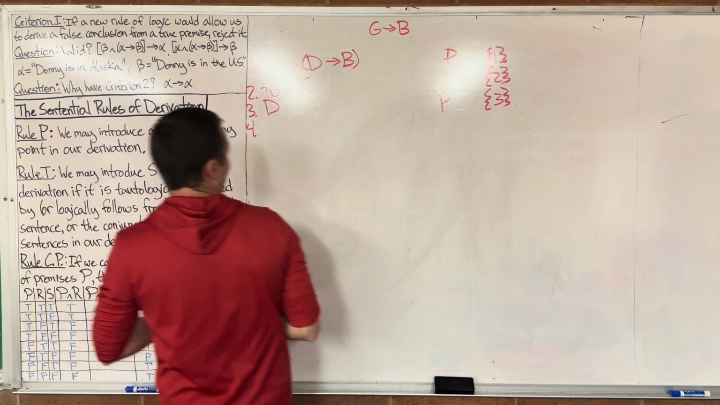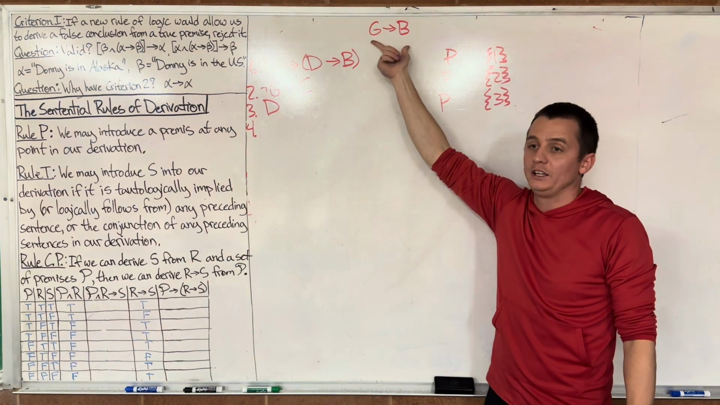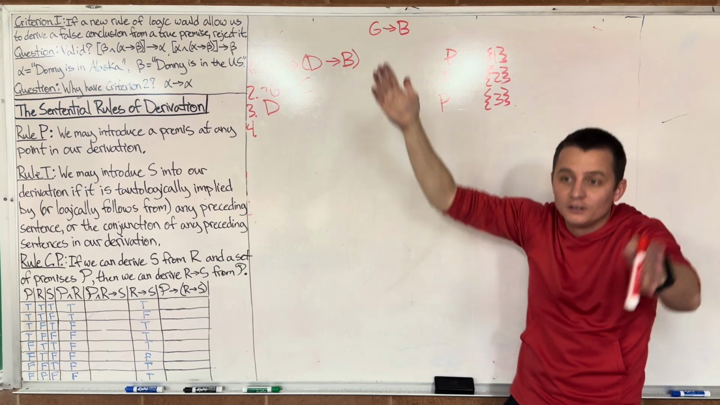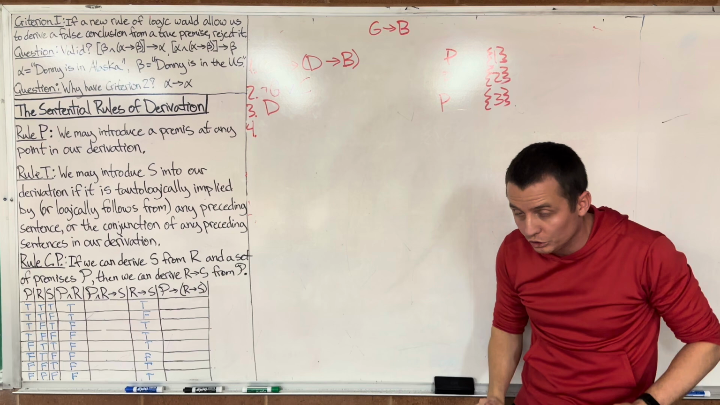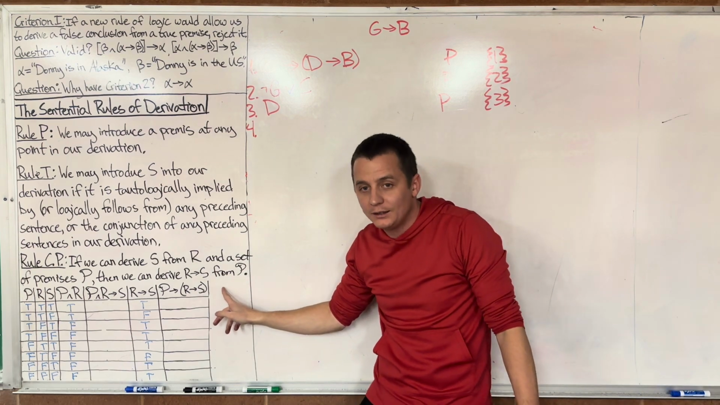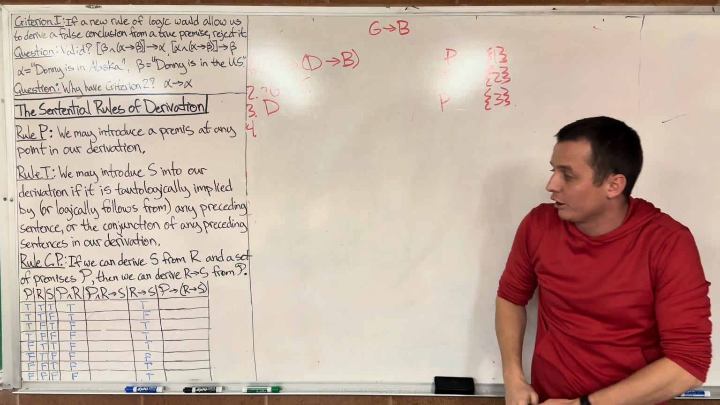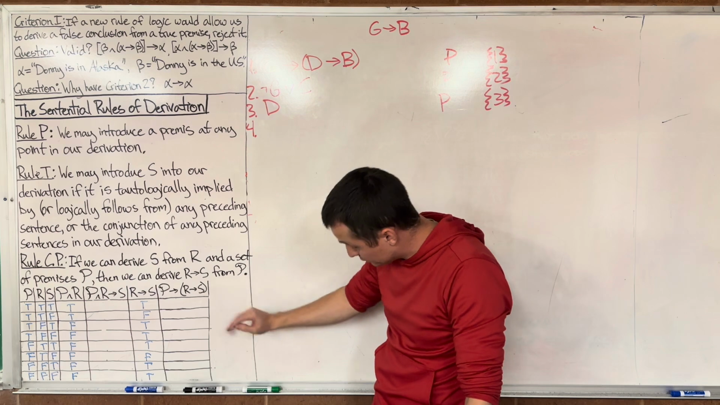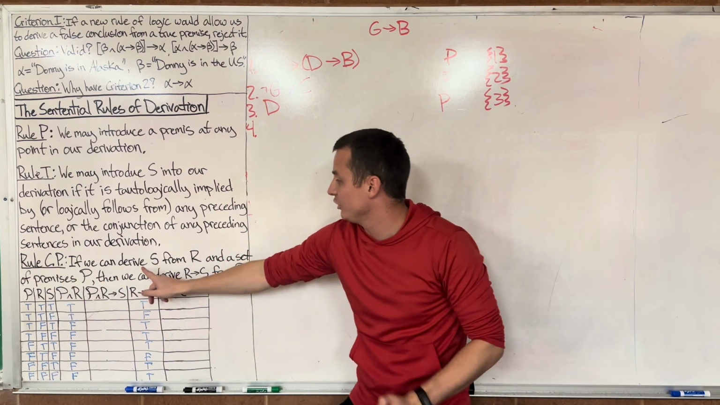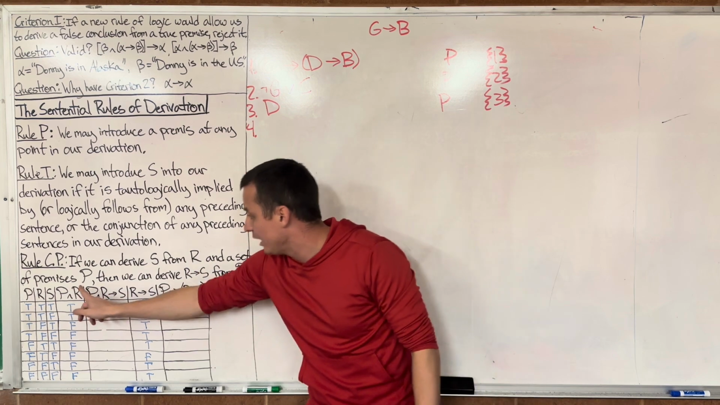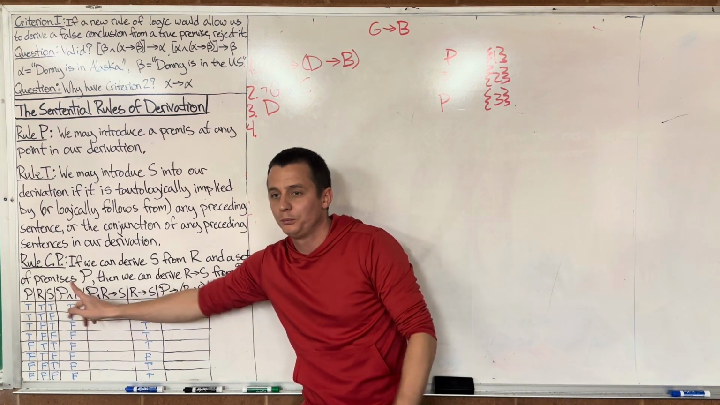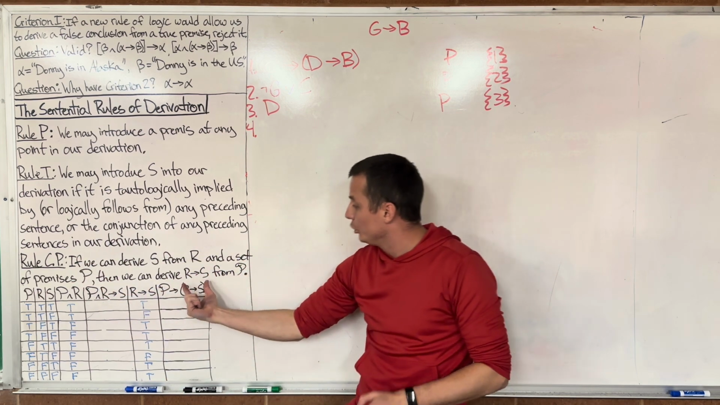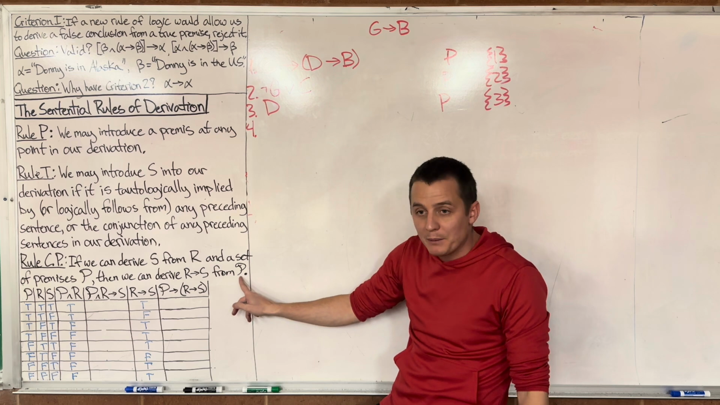Now, how do we start this? This time we're trying to prove an implication. How do you prove an implication? You assume the antecedent and show that implies the conclusion. And that is going to be using this rule CP here, our third rule of deductive reasoning. Rule CP says, if we can derive S from R and a set of premises P, where P could be one premise or many, all ANDed together, then we can conclude R implies S from the premises alone.